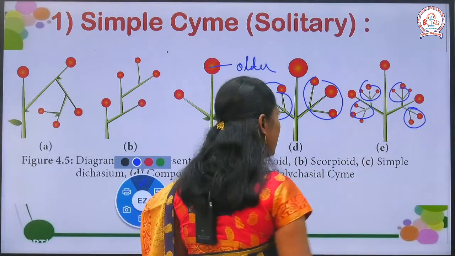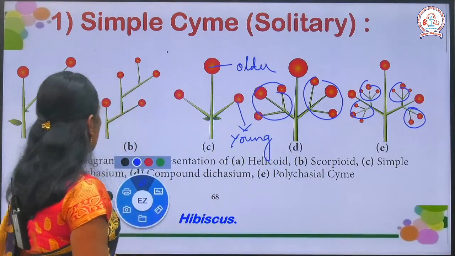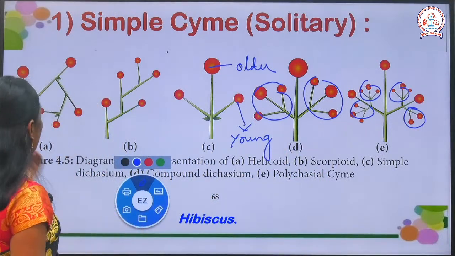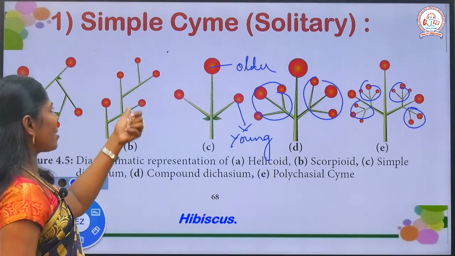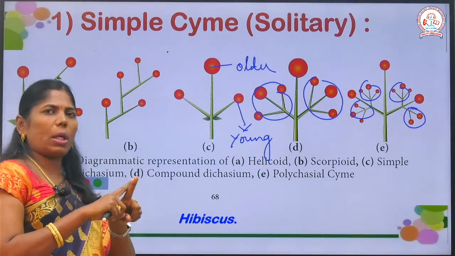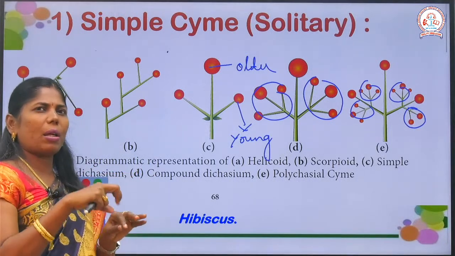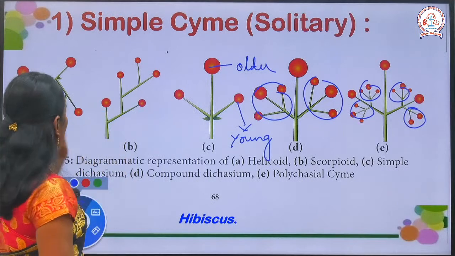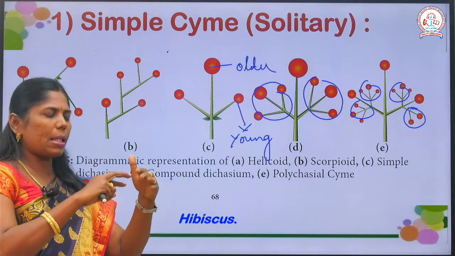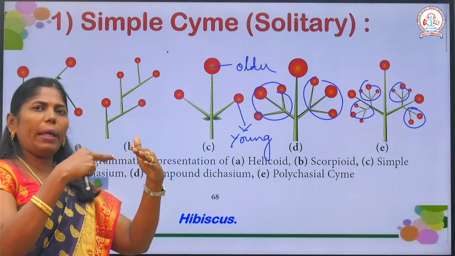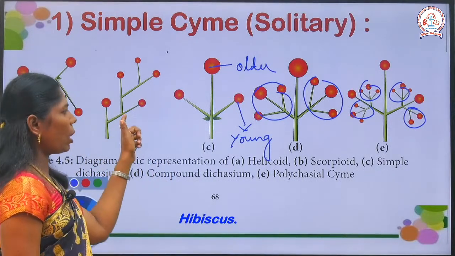So like a simple raceme, if it goes beyond two, then we call that a polychasial cyme. So this is called here helicoid or scorpioid manner. In the scorpioid manner it is a zigzag manner. First one branch is started, from the branches another secondary, tertiary, and all the branches arise from a single branch. So this one is called a helicoid in structure. So that is inward in nature. How its branches are, the flowers are like this, so from inside, the branches start. So that is helicoid in nature, that is scorpioid in nature.